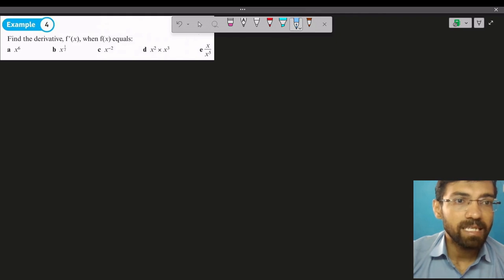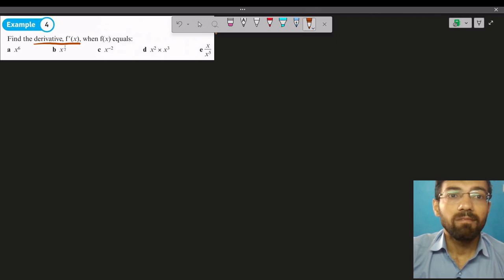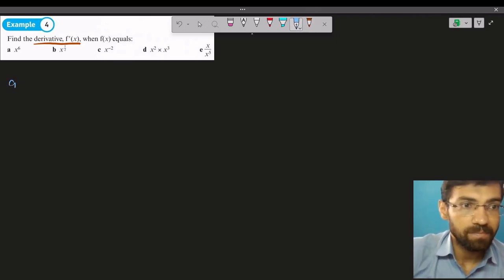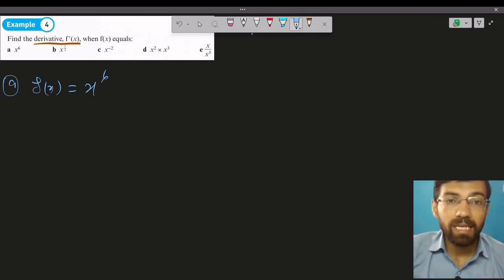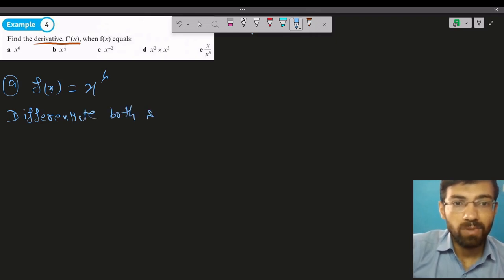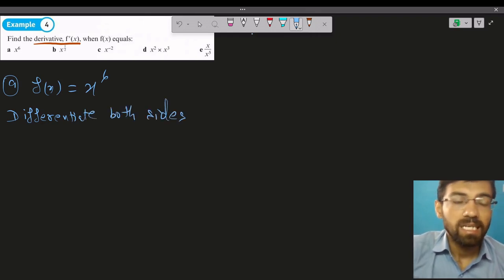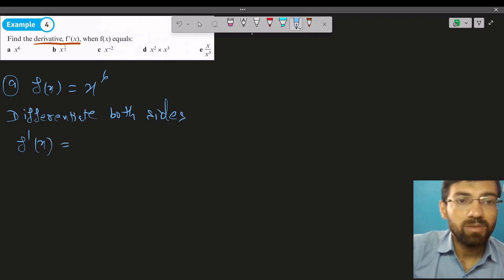Find the derivative f dash x. Please see, they have written find the derivative f dash x, when f of x is given. Let us start solving part a. Here f of x is x raised to 6. Now, when I differentiate, we differentiate both the sides. So differentiation of both sides: differentiation of f of x, as we have just learned in notations, we write f dash x, and that equals x raised to 6.